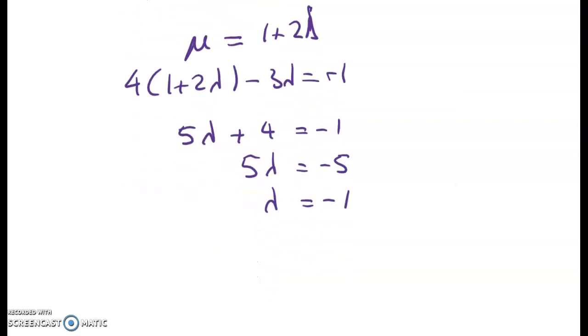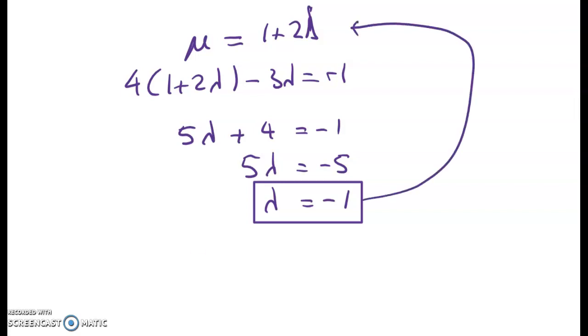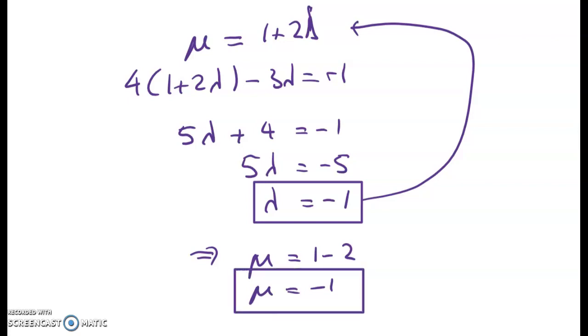Now, I'm thinking probably most of you have decided to skip through this bit of video. That's fine as long as you're getting it right. So we've got that lambda value. We now need to get a mu value. So we'll get the mu value from here. So mu is equal to 1 minus 2, which is also negative 1. So these are my two values.